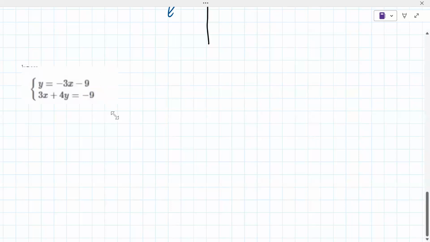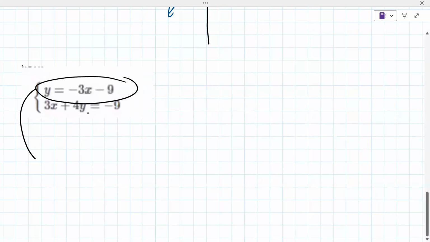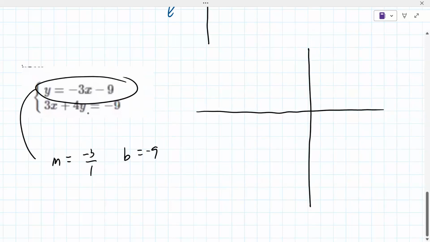Okay, the first one is ready to graph. What is the slope of that line? The first one there. -3/1. And the B value is -9. So the challenge with graphing here is that you got to go down to -9 to start. 1, 2, 3, 4, 5, 6, 7, 8, 9. You got to go all the way down there to 9. Can you get to that spot at -9 on your graph? I think so.